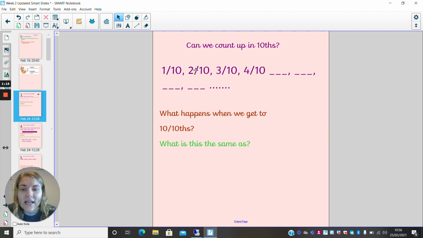Lovely. Okay, so what I would like you to do here is finish this sequence for me. Can you see it goes 1 tenth, 2 tenths, 3 tenths, 4 tenths. What do you think is going to happen next? What happens when you get to 10 tenths? And what is this the same as? So pause the video now and finish that sequence for me. Off you go.